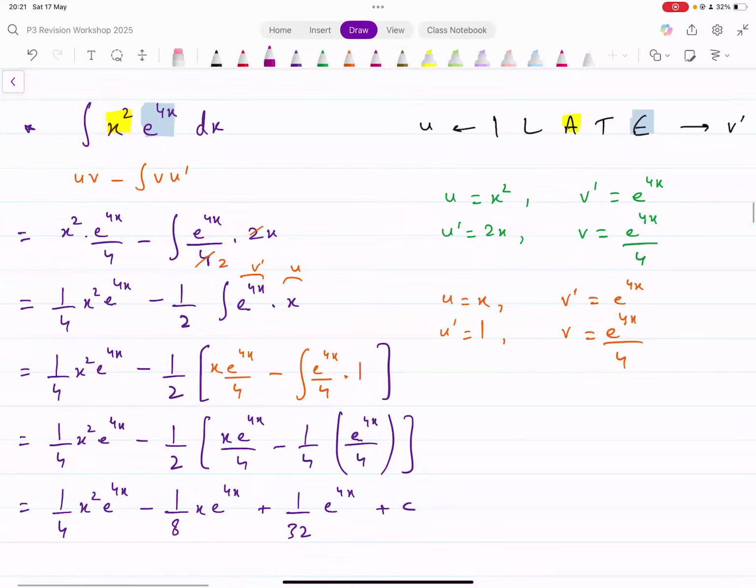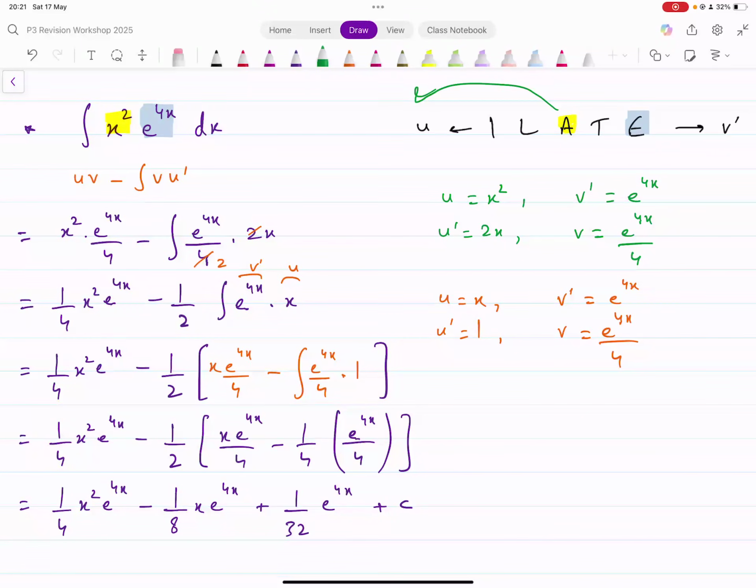Sometimes you may have to do integration by parts multiple times as well. So for instance, if you have x squared into e raised to power 4x and you want to integrate this, how would you do that? First of all, you have to decide between u and v dash. What do you take as u and what do you take as v dash? X squared is algebraic, and e raised to power 4x is exponential. Amongst these two, algebraic is on the left side, that is u. E is on the right, that is v dash.